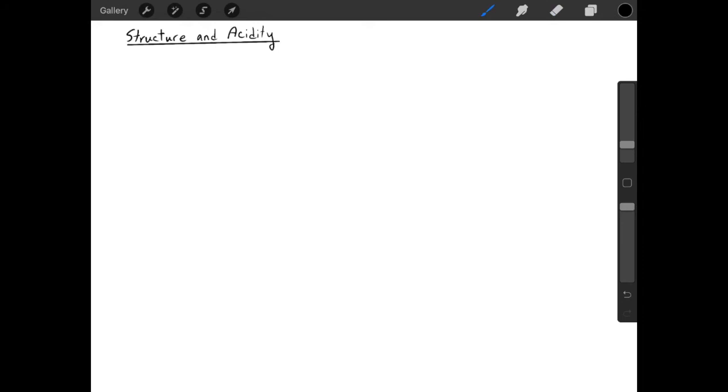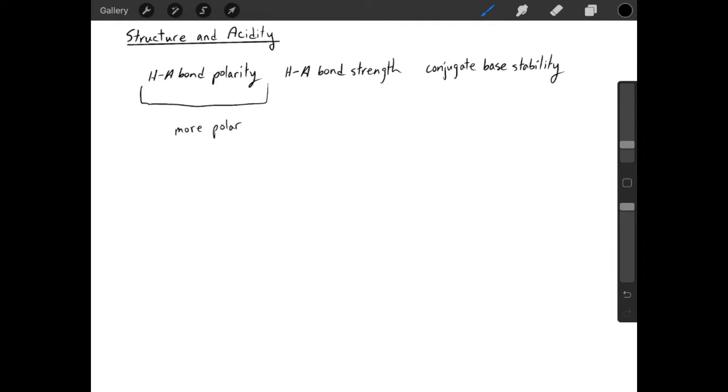There are a number of factors that are going to affect how acidic a material is, and we're going to talk about 3 of them. For any material with an acidic hydrogen, the bond between that acidic hydrogen and whatever atom it's connected to is going to be polar to some degree. And more polar means more acidic.